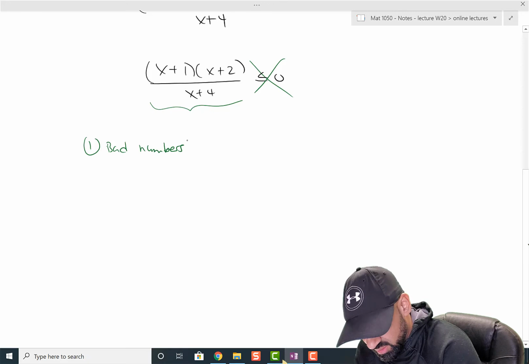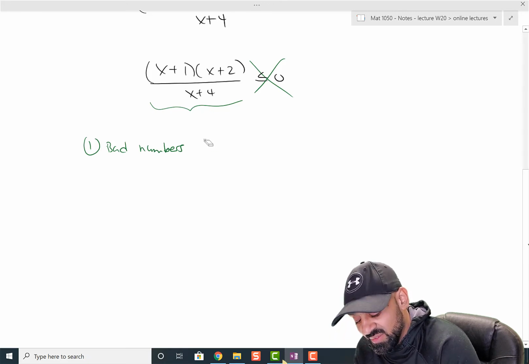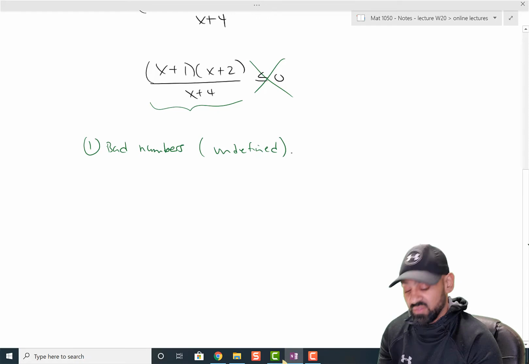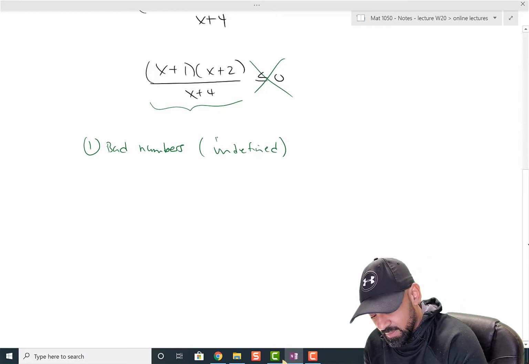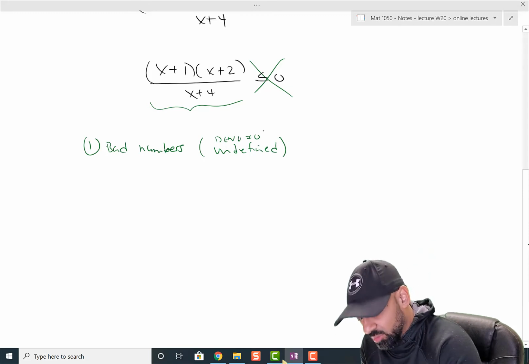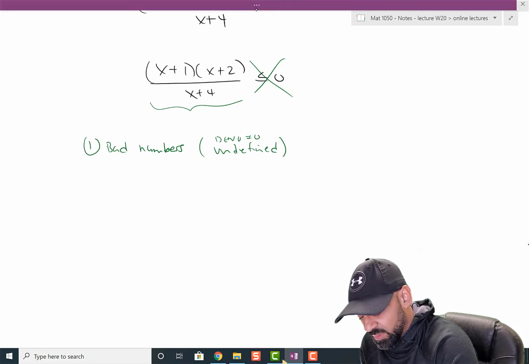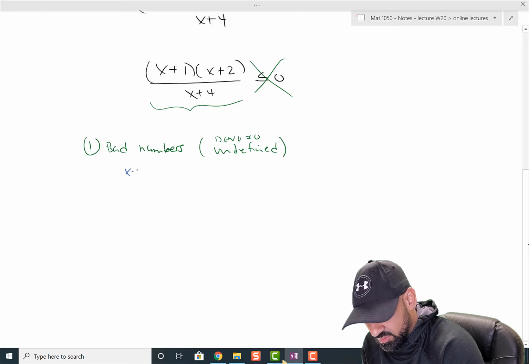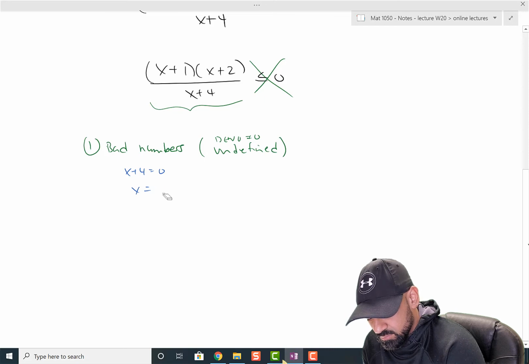Okay, so what makes this thing undefined? And this is not a new concept, guys. You learned this back when we talked about domain. It's a domain restriction. So that's the thing that makes the denominator equal to 0, because those are the things we want to toss out. So literally, in order to find the bad numbers, that's the easy part. I just need to set the denominator equal to 0 and then solve.